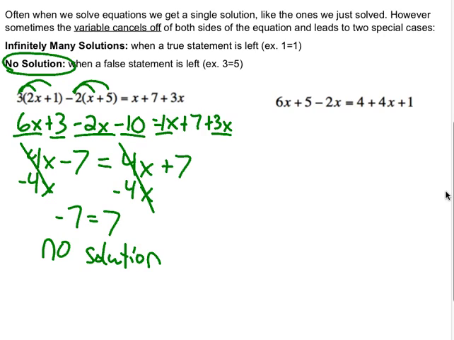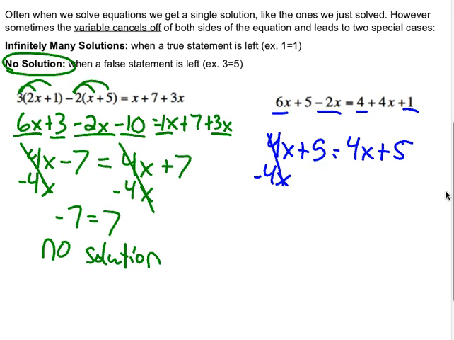So let's try the other one. On the right-hand side, I don't see any distributing I need to do, but I do have some terms I can combine. Okay, so I combine my like terms. Again, I notice, oh, my variable's on both sides. Let's take care of that. I'm going to remove this one, but I have to do the same thing to both sides. Oh, I'm sorry, that should have been an x. I apologize.